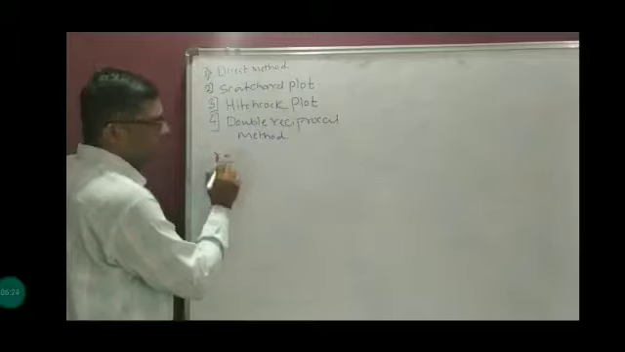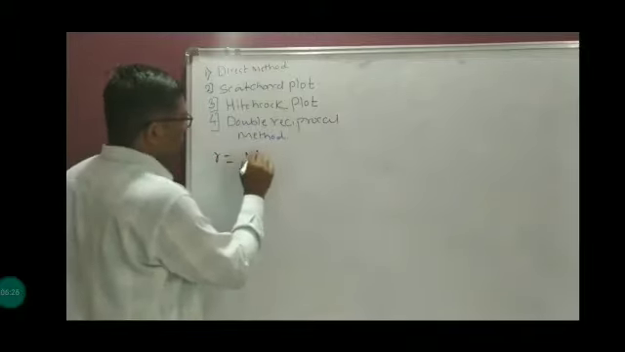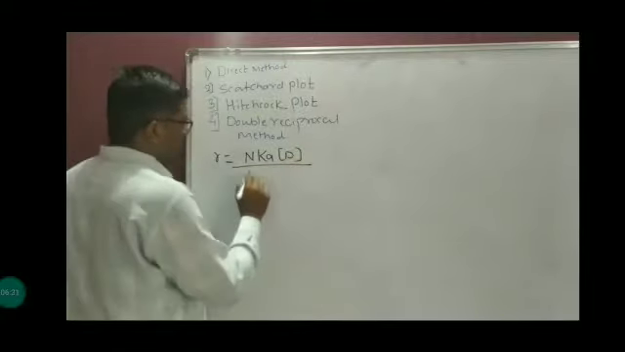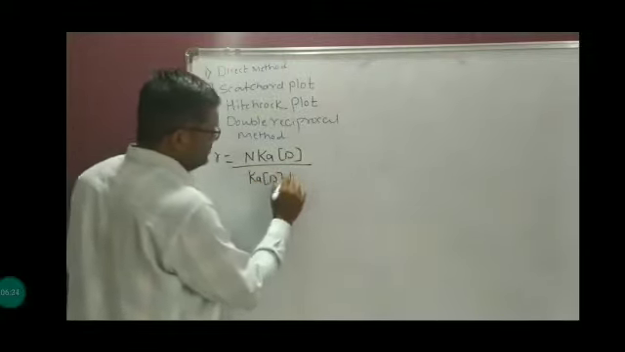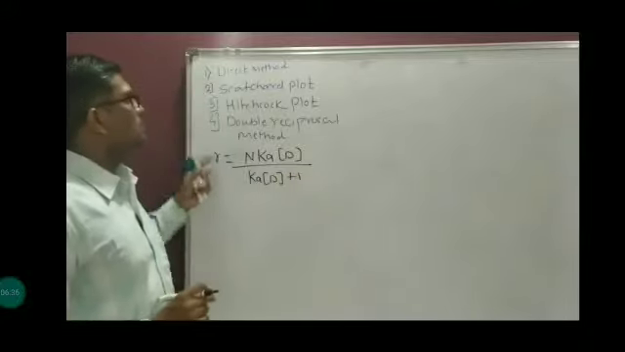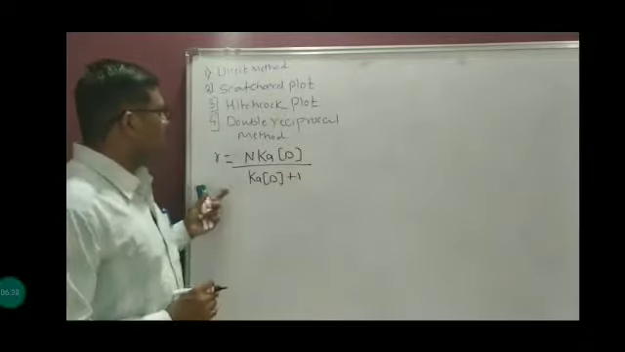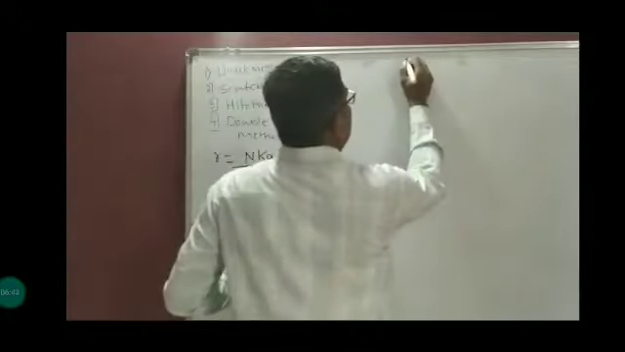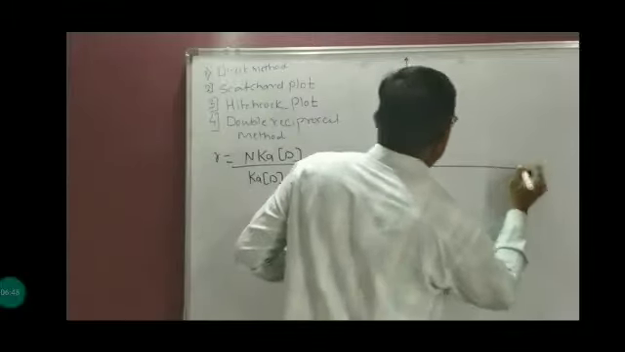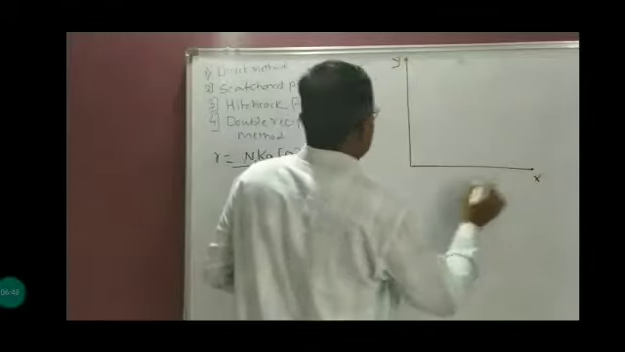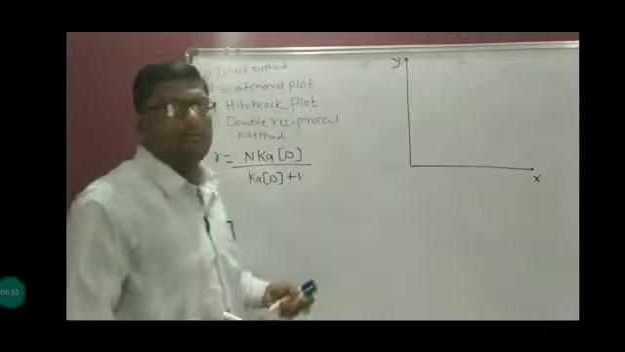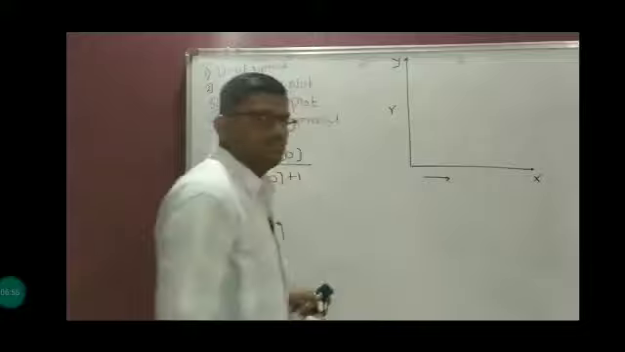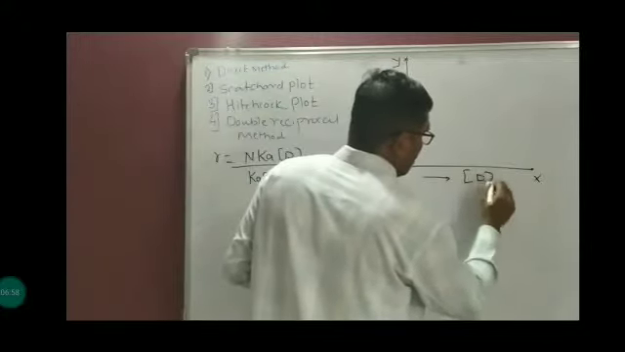The last equation was the R equation, that is, R is equal to N Ka into concentration of D, divided by Ka concentration of D plus 1. Now by using this direct plot method, we can determine the N value as well as the association constant, by drawing a graph with the y-axis as the R value and the x-axis as the concentration of D.